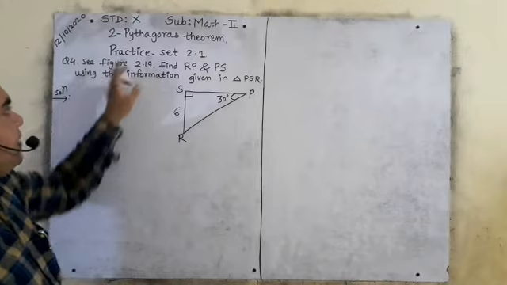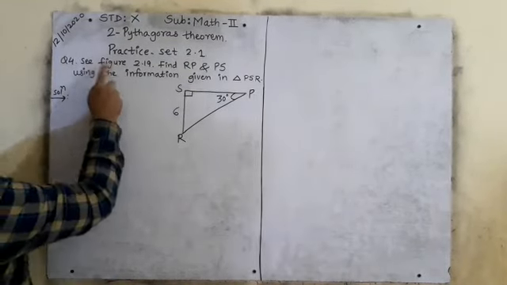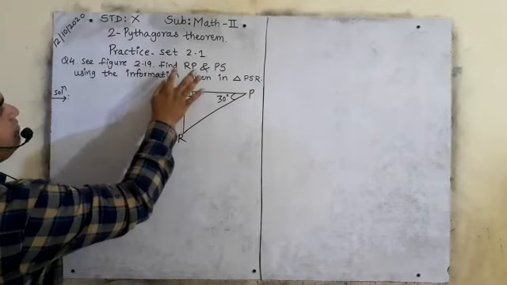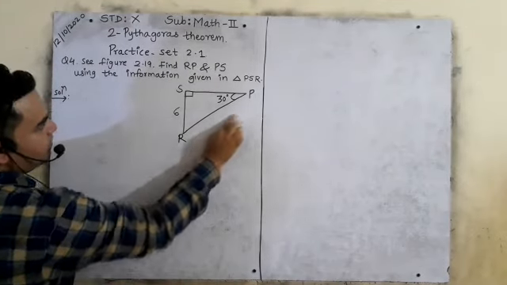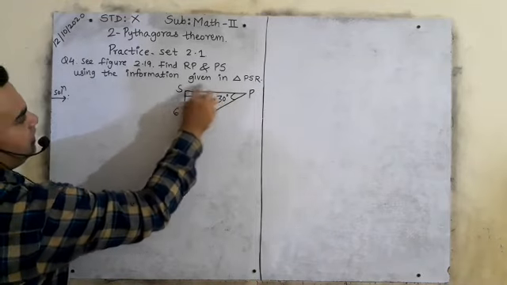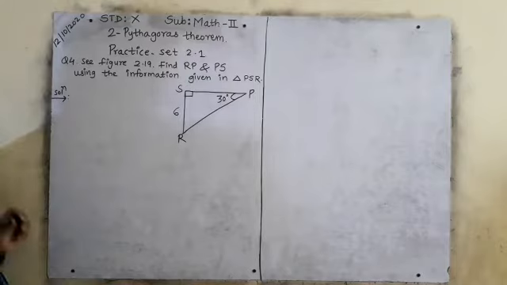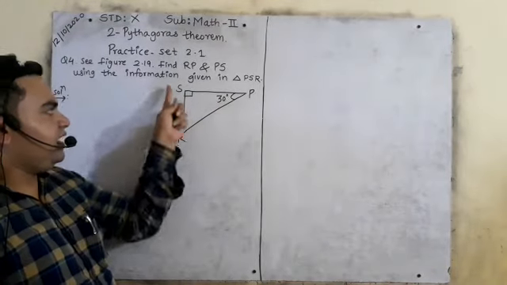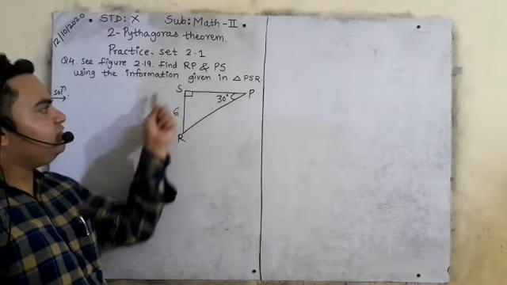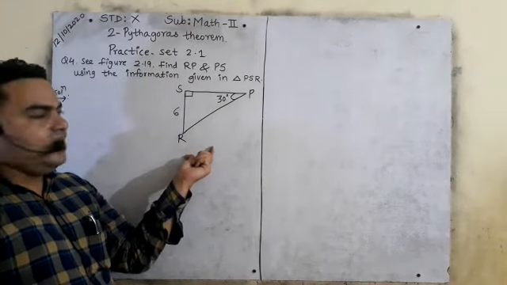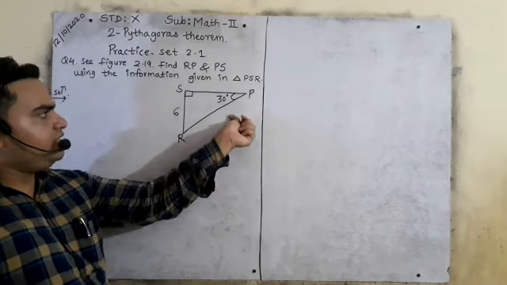Okay, we will start practice set 2.1 question number 4. Please read the question. See the figure. We have to find RP, this is RP, and we have to find PS. So using the information given in triangle PSR, can you see the triangle PSR? We have to observe this triangle, and then we have to find PR or RP and PS.